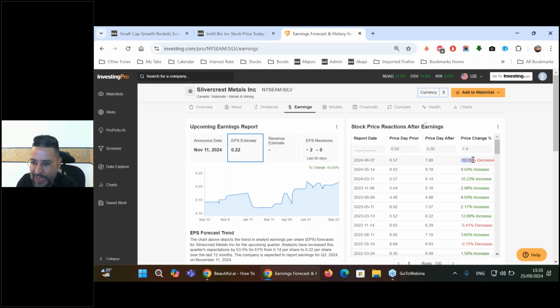However, it did take a tumble back in early August, but again, this could have been just due to the broader market. For those of you who recall, in early August, not that long ago, we had a pretty sharp and severe sell-off at the start of the month. So Silvercrest Metals could have just been a victim of the broader sell-off.